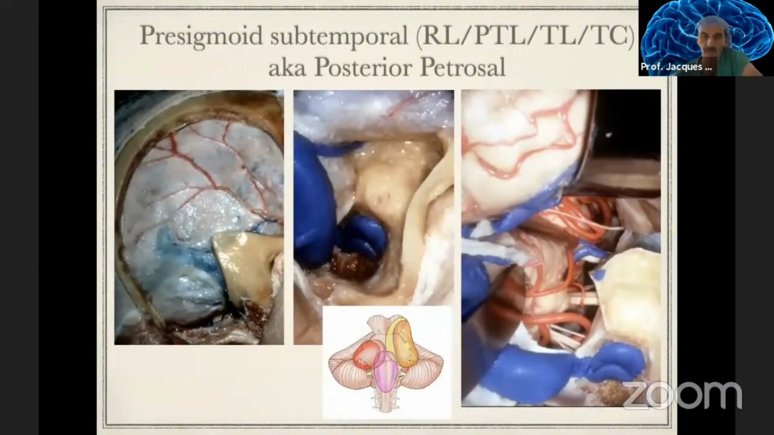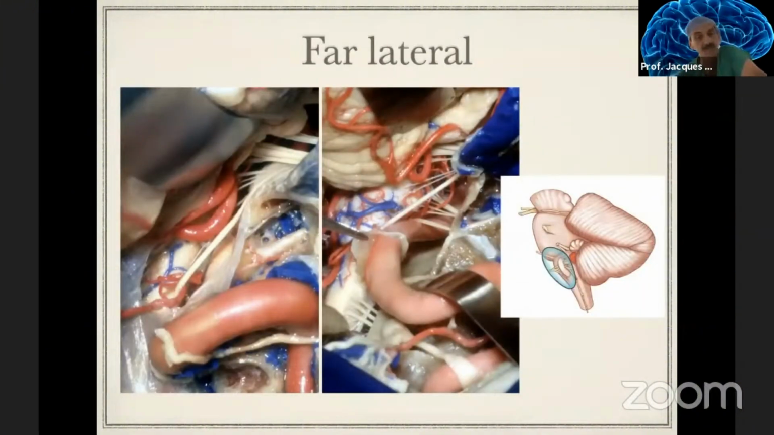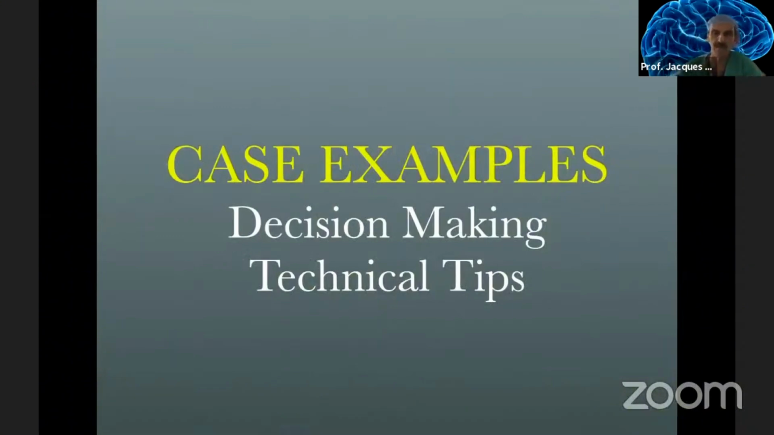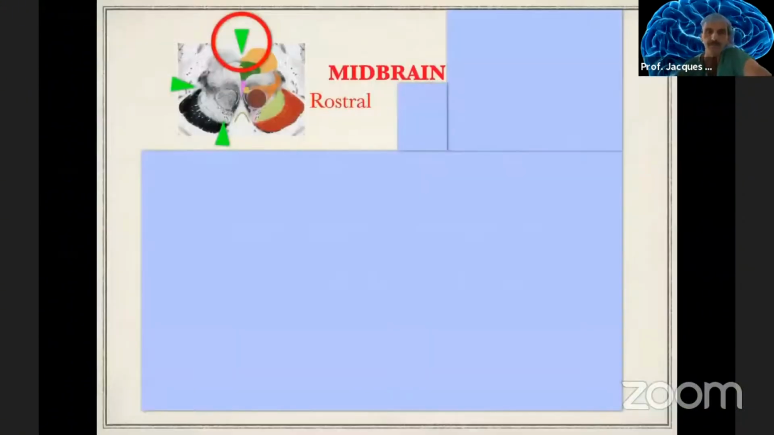Sometimes, not very common, a more involved skull-base approach, such as the presigmoid subtemporal retrolabyrinthine approach, very unusual for a cavernoma, most commonly used for an extensive petroclival meningioma. The far lateral approach is extremely useful for the pontomedullary junction. Again, I may have time to show you some case examples. So let's go over case examples.